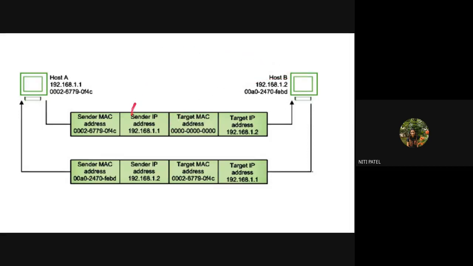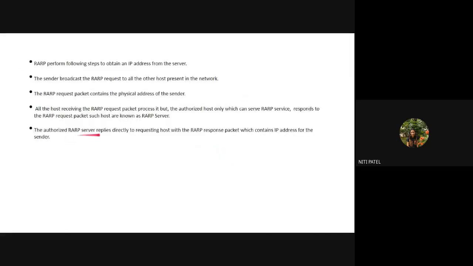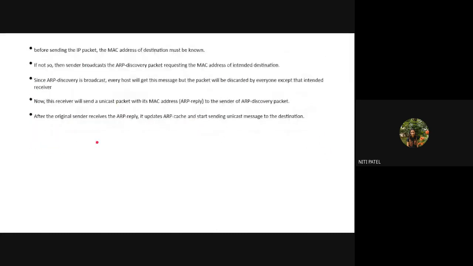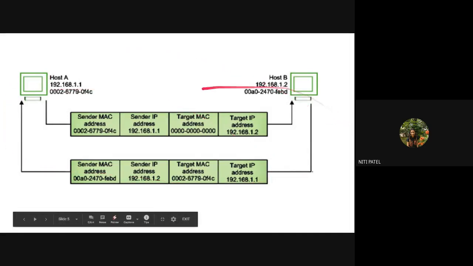And how was that communication done? By checking the target machine's IP address and the target machine's MAC address. The authorized RARP server replies directly to the requesting host with a response packet which contains the IP address of the sender. So what will this machine do? This machine which has accepted and identified the IP address will send a response back saying that I have identified you, and now we both can communicate for any kind of service or any kind of resources for communication.